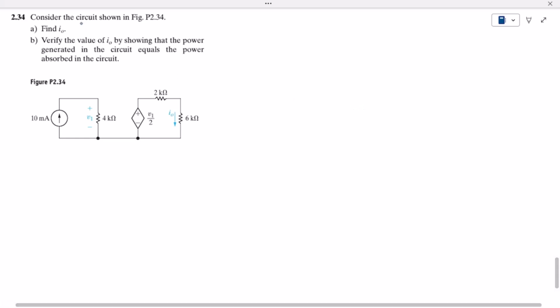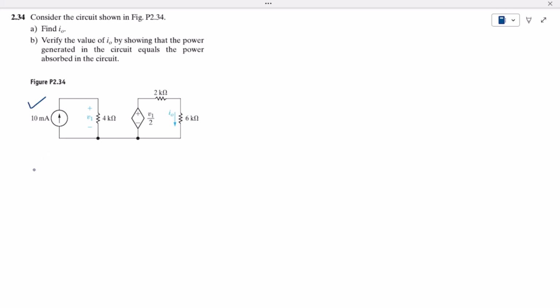Welcome back, guys. This is question 2.34 and the statement of this question is: consider the circuit shown in figure 2.34. So this is the figure. In this figure we have to find I naught. Okay, so this is I naught here, and part B of it is to verify the value of I naught by showing that the power generated in the circuit equals the power absorbed in the circuit. Okay, so here we have this circuit.